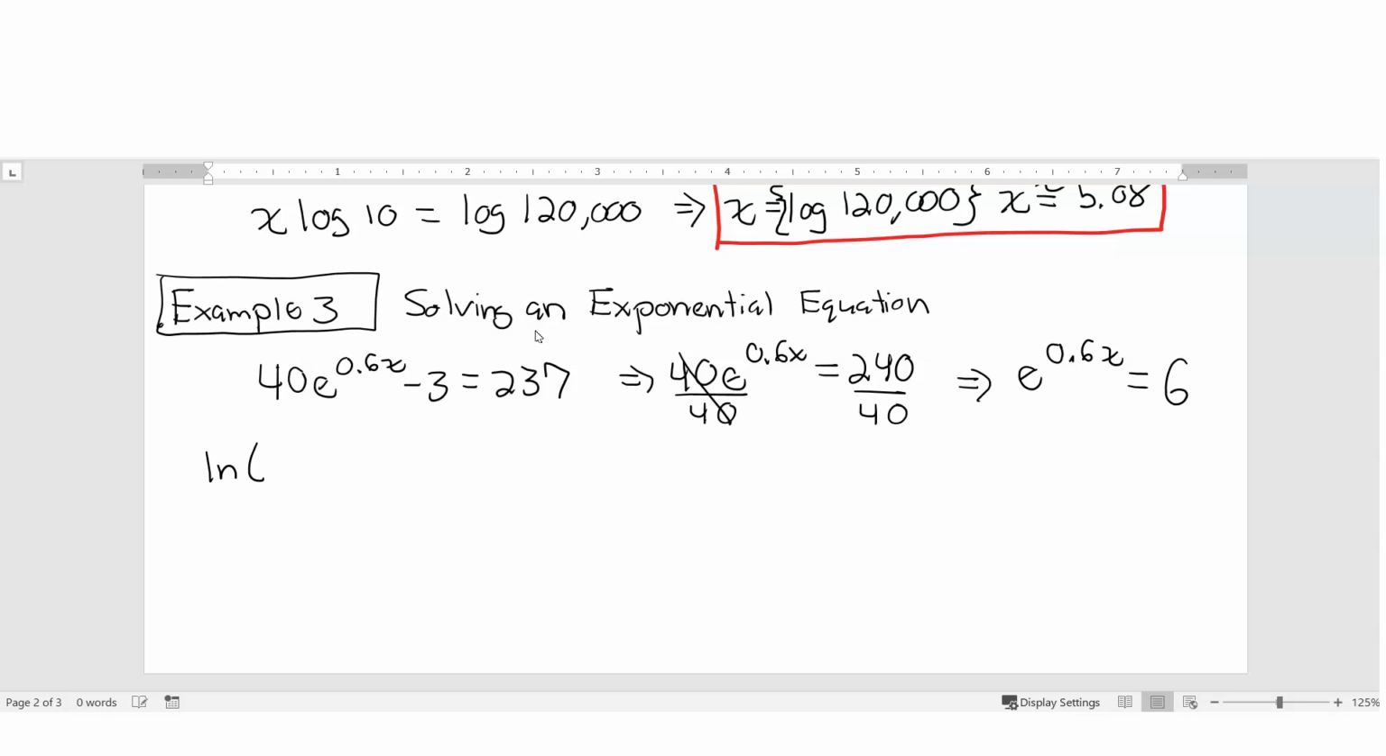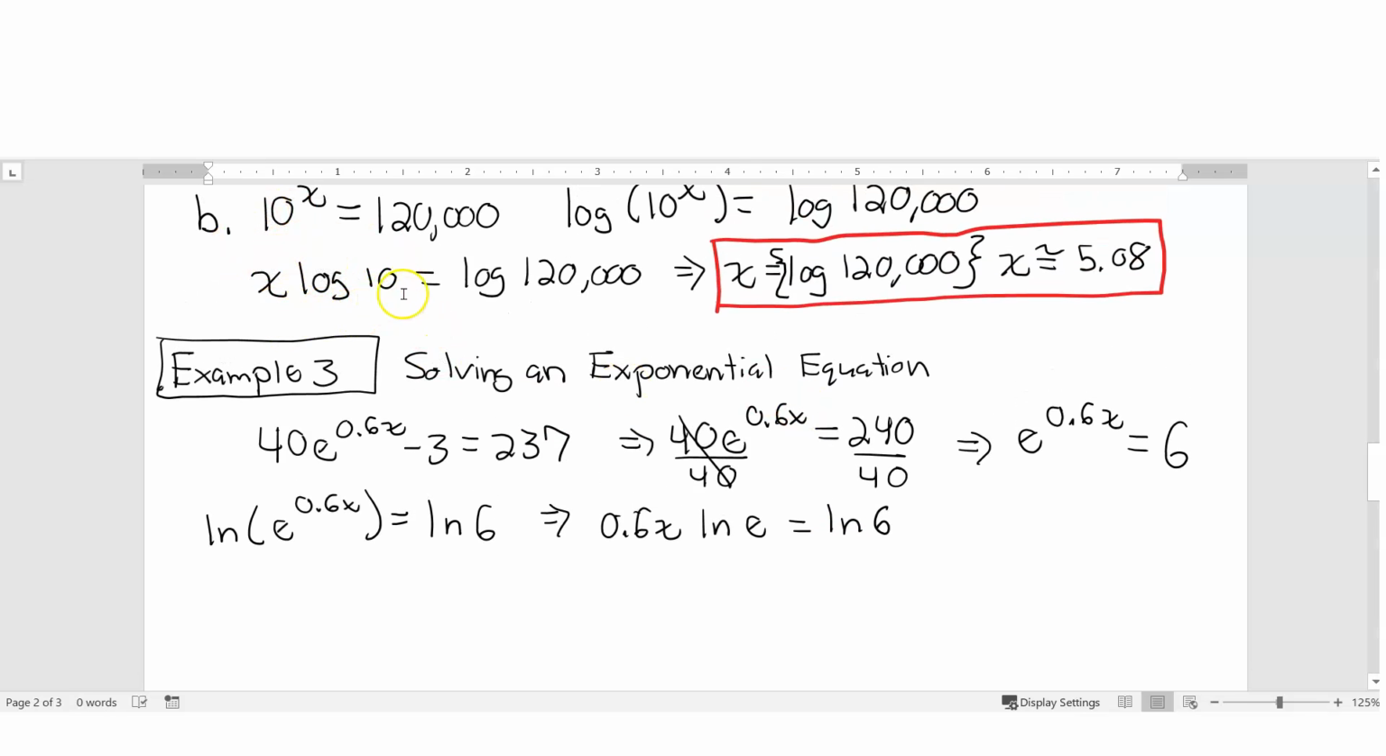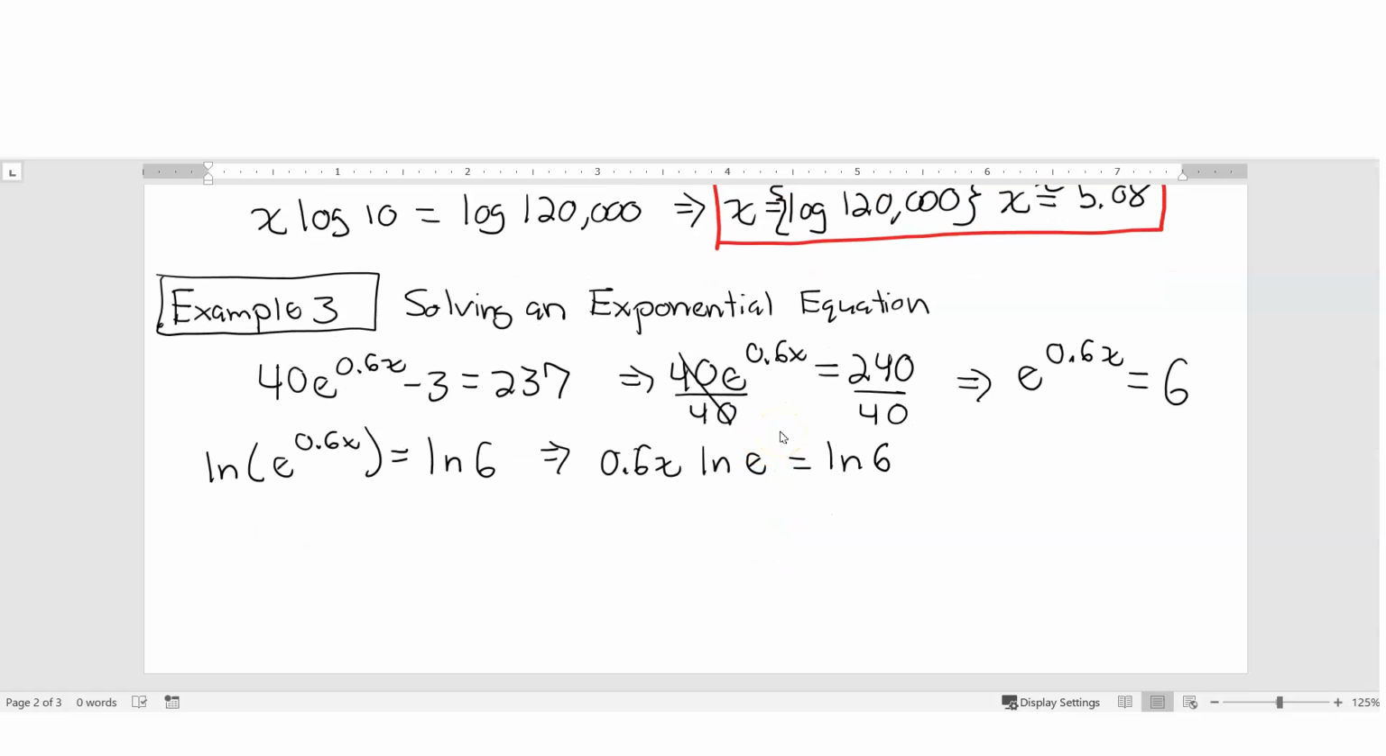Now, we'll take the natural log of each side. So natural log of e to the 0.6x equals natural log of 6. Now, remember, by the power rule, that 0.6x is going to come out front as a multiplier. And then here we'll have natural log of e, which equals natural log of 6. Now, just as we saw up in this example, based on the properties of logarithms, not only just with the common log, but now with our natural log, the natural log of e is going to evaluate to 1. So now, this equation will become 0.6x equals natural log of 6.